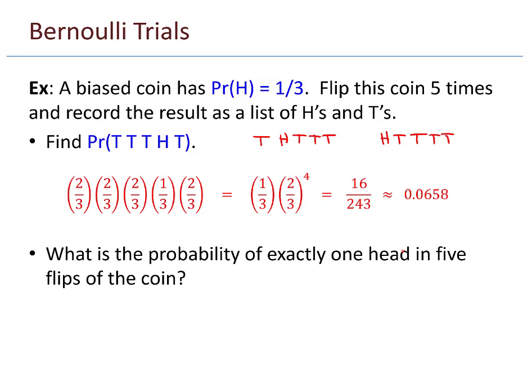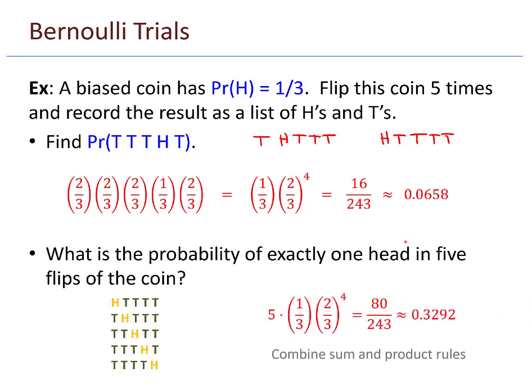So we could ask, what is the probability of exactly one head in 5 flips of the coin? We can list out, actually see those 5 different results there. And then we end up with 5 times that one probability, the 1/3 times 2/3 to the 4th. And this is where we really see the combination of the sum and the product rules. The product rule tells me the probability of any one outcome. And then, since these different outcomes are disjoint, I add them together and find the final result. So 5 times the 1/3 times 2/3 to the 4th.